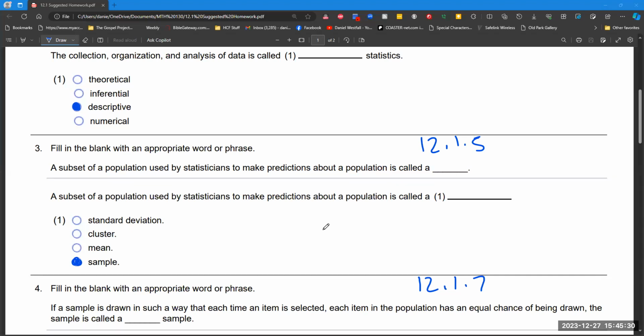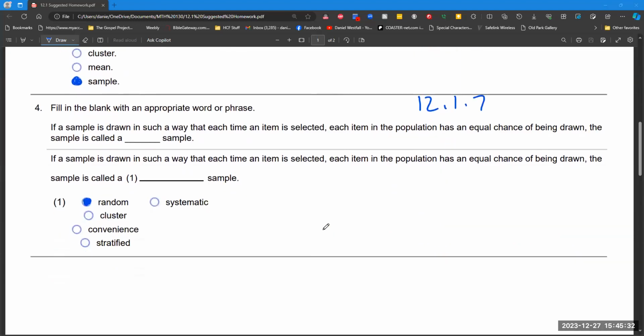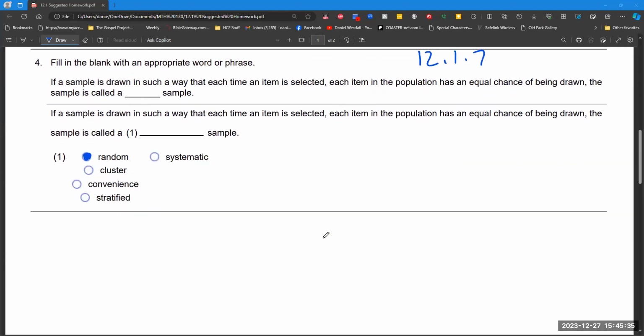So the way that we hope to do that is with our next definition, what's called a random sample. If a sample is drawn in such a way that each time an item is selected, each item in the population has an equal chance of being drawn, the sample is called a random sample. The opposite idea of that is bias in our sampling, where we have unequal chance of somebody being selected.